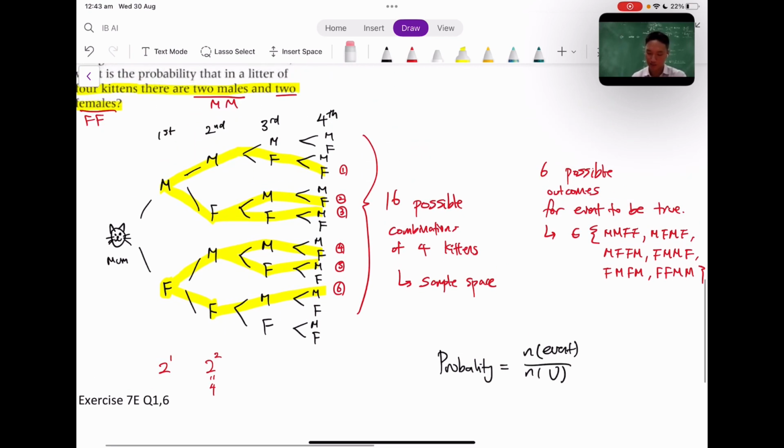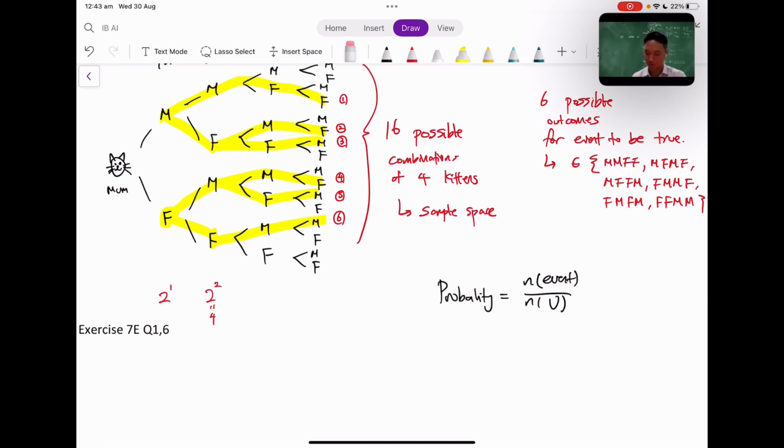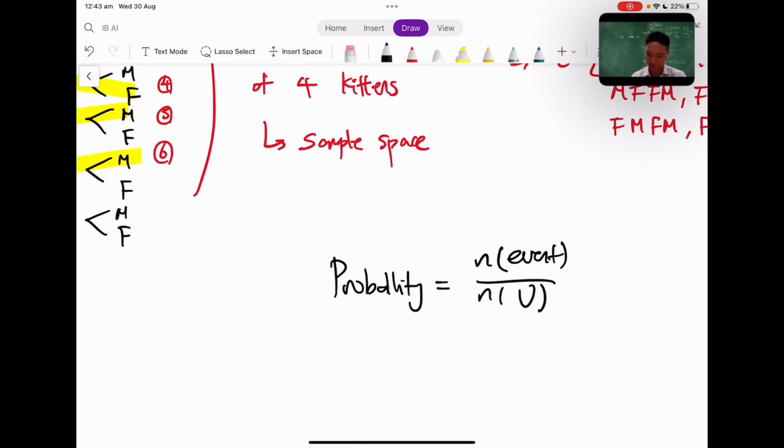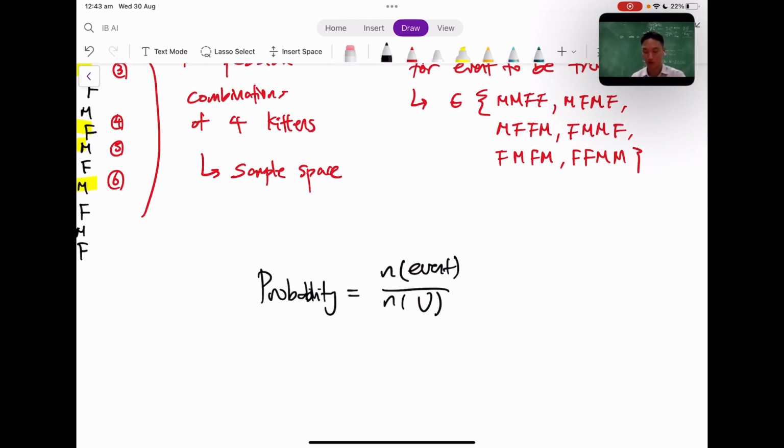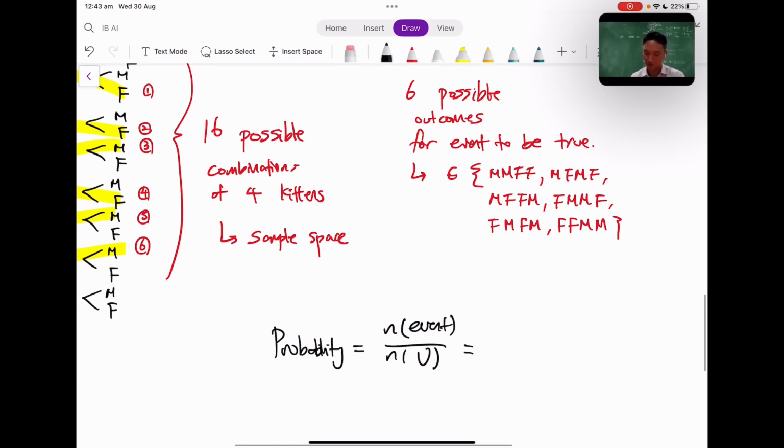And now, to answer the question, what is the probability? Oops, I spelled probability wrong. Probability is the number of events happening over the number in the sample space, as we touched on last lesson. We have just figured out the number of events happening is 6, and the number in the sample space is 16, because there are a total of 16 possible combinations. Therefore, if we simplify this, the probability will be 3 over 8.